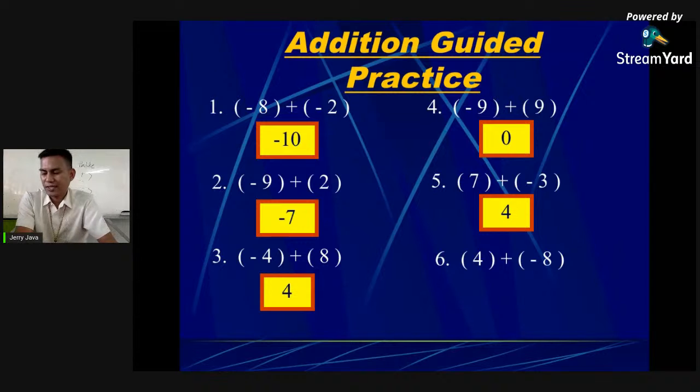One last for addition practice. Number 6. 4 plus negative 8. 4 plus negative 8. You have 30 seconds. Type in your answer, kids. 4 plus negative 8. What's your answer?